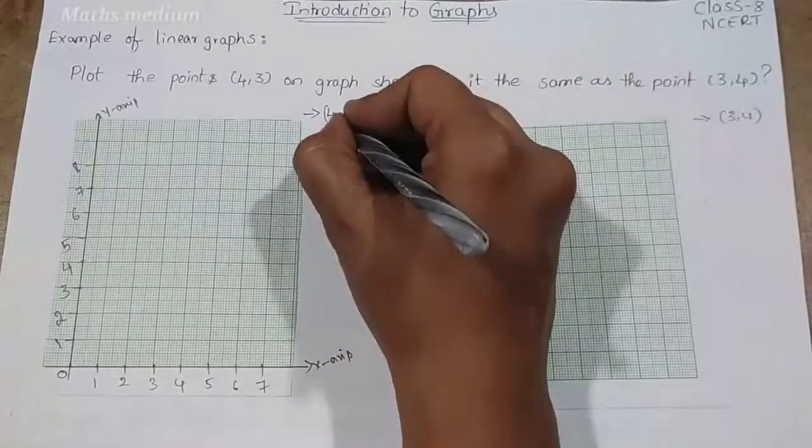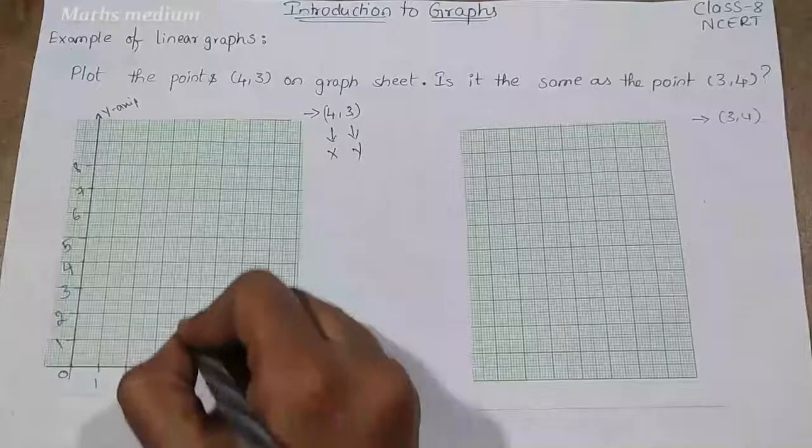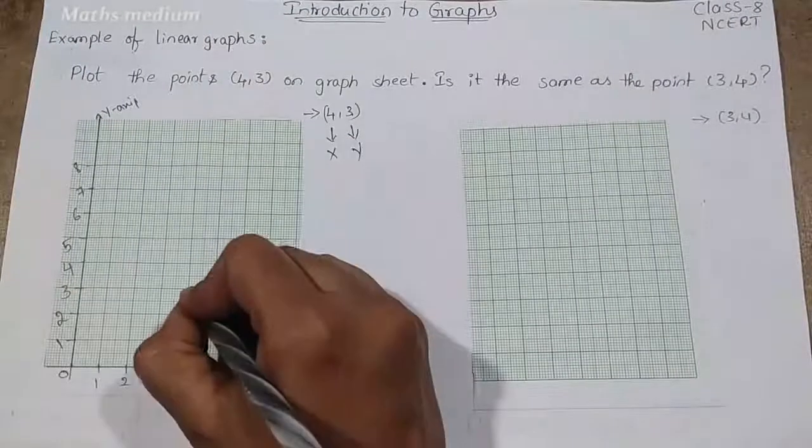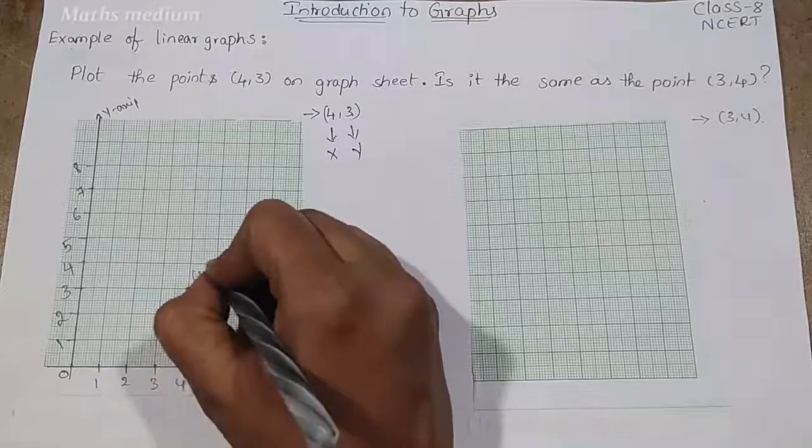So on x we have to take 4. So this is the 4. From this 4 we have to go up 3. So this is the 3 and this is the 4. This is the point (4, 3).